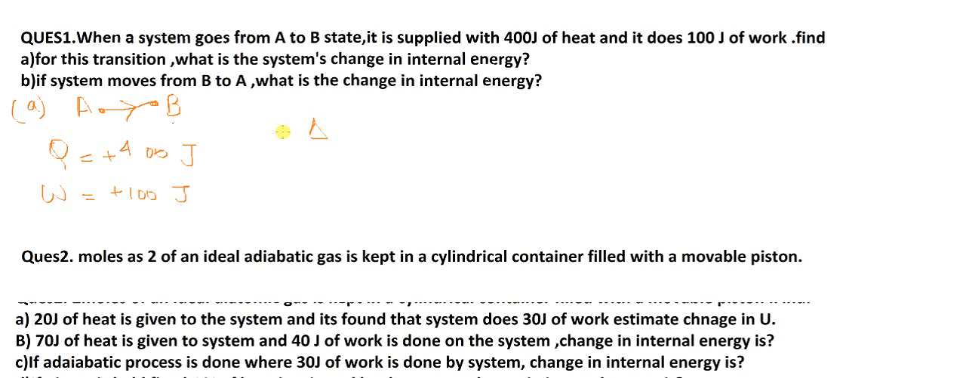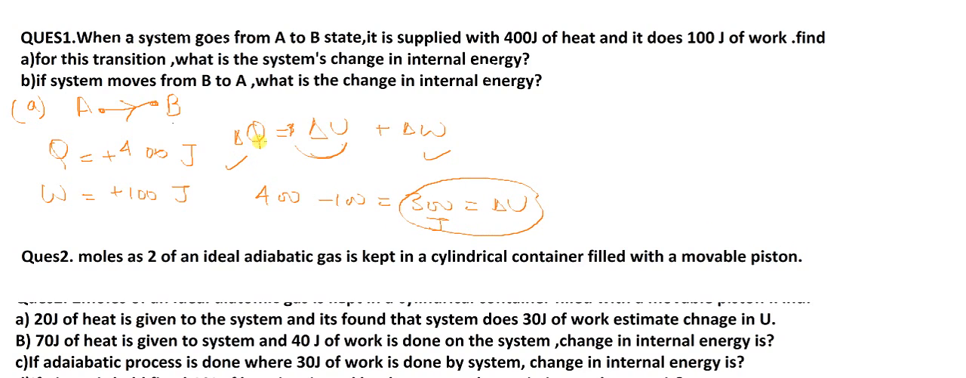We know that delta Q is delta U plus dW. So what will be the value of delta U? dQ is again 400, this is 100. This will go to this side. 400 minus 100 will be equal to delta U, that is 300, which is the change in internal energy of the system. It will be 300. I hope you've understood.